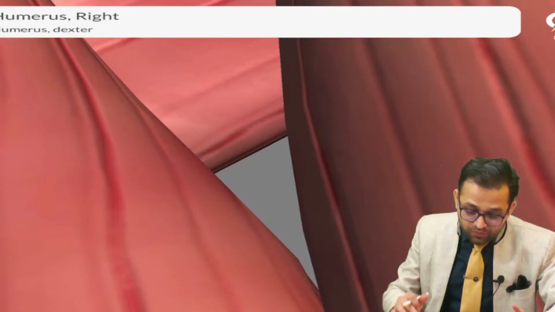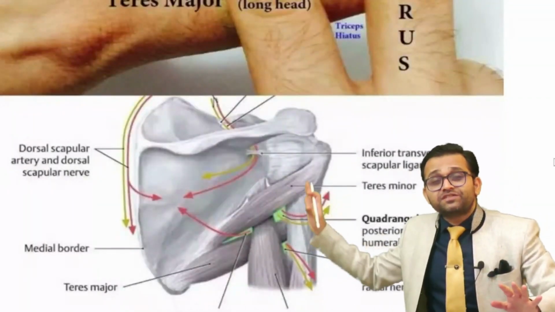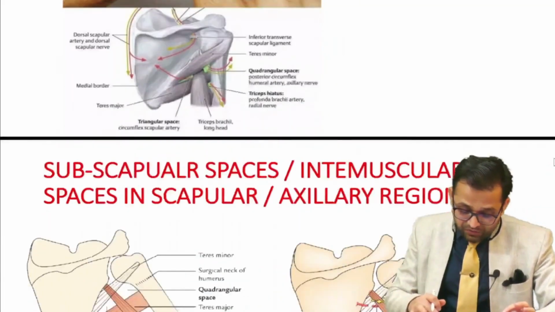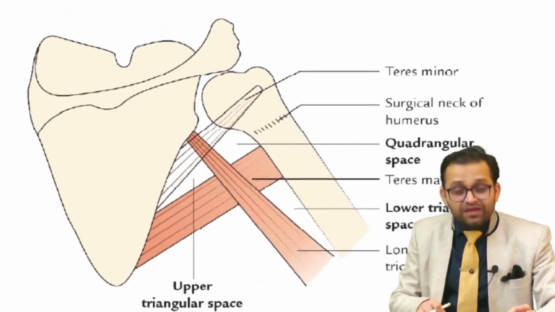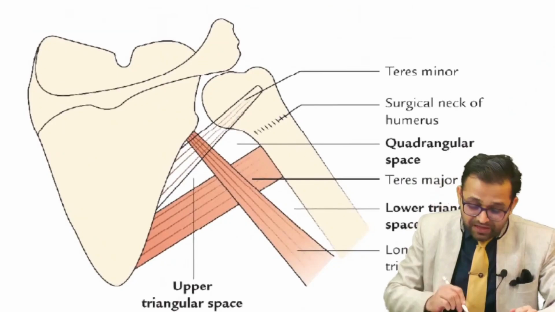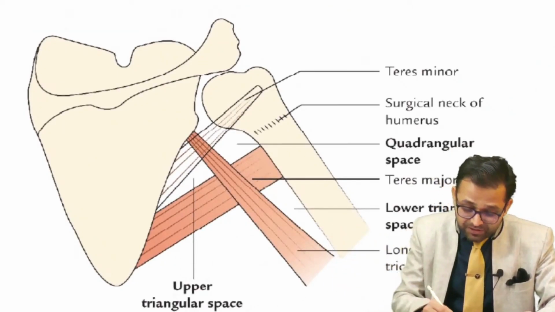Okay, so what I want to tell you, sir, these are the spaces of the arm, and different structures are passing through them. So now we are going to create it in an easy way. जब आप अपने टेक्स्ट बुक को देखते हैं, हम इसको ड्रॉ भी करेंगे, कैसे हमको एग्जाम में ड्रॉ करना है.